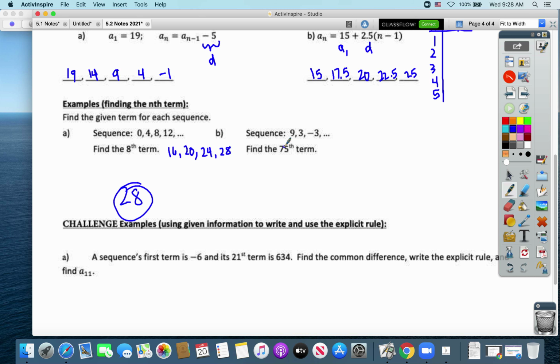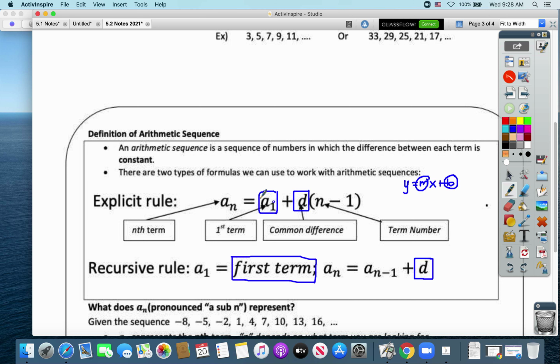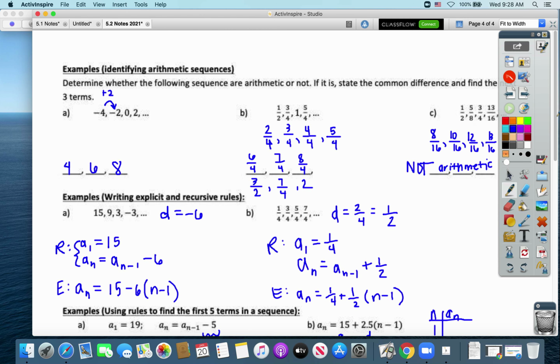Part B, we probably don't want to list all those terms until we get to the 75th term. So instead, this is where those rules come in handy. So we're going to use the explicit rule, because that's going to help us find any term. And we'll write that for this sequence. So a sub n, again, equals our first term plus the common difference times n minus 1.